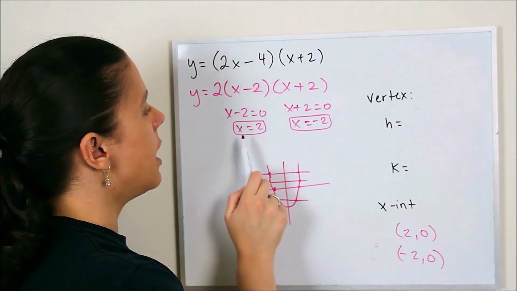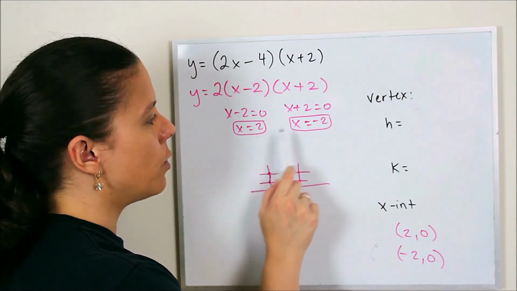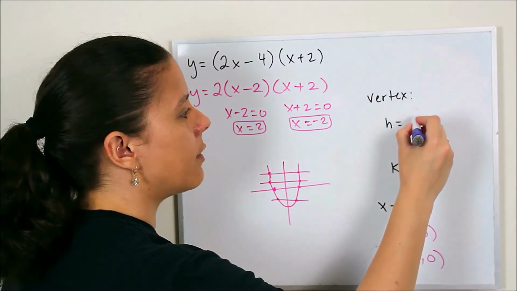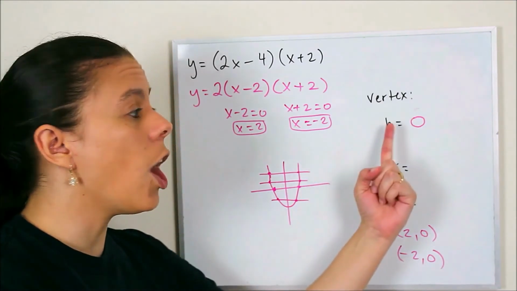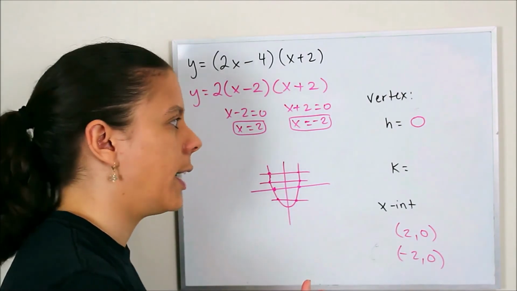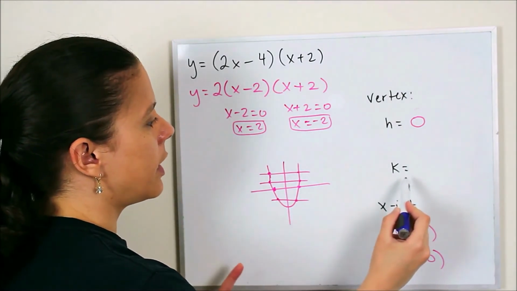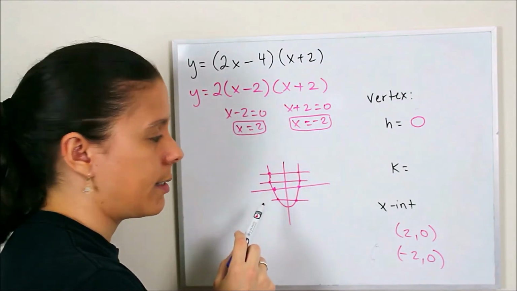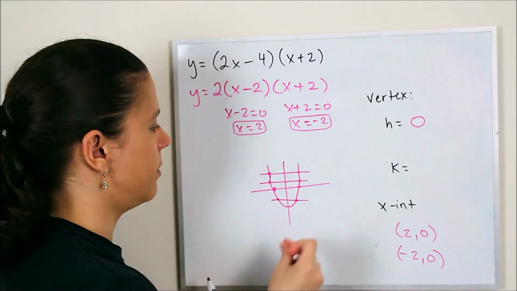So what would be the midpoint between 2 and -2? It would be 0. So we know that the vertex is going to be 0 on x. That doesn't mean it's going to be 0 on y. I don't know what the y is. I have to find out. So I am going to find out k by substituting the 0 on x. All right? Let me erase that.